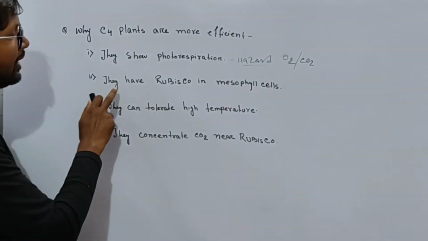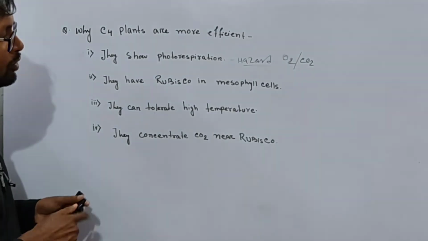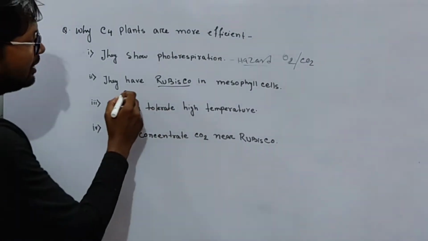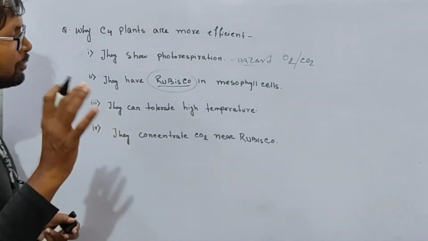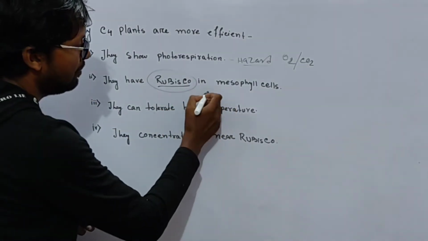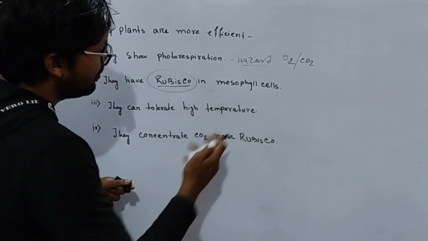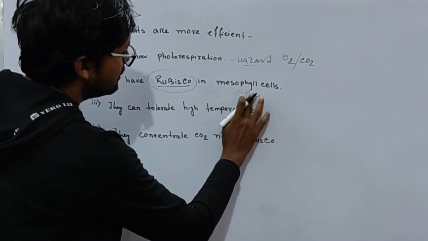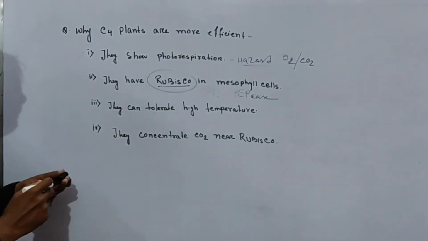They have rubisco in mesophyll cells? Mesophyll cells don't possess any kind of rubisco enzyme. They lack the rubisco enzyme, because mesophyll cells have only PEPcase enzyme. I have answered that, PEPcase. This is sometimes not written out: P-E-P-C-A-S-E, PEPcase.